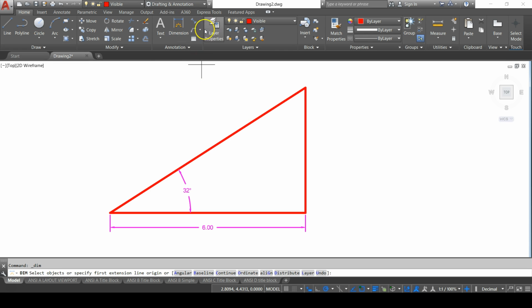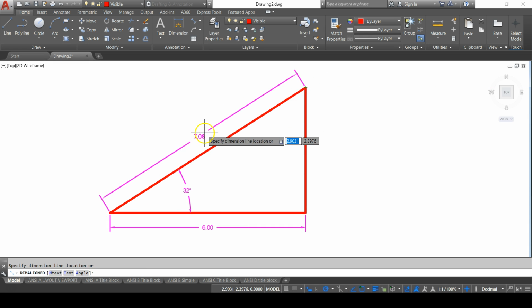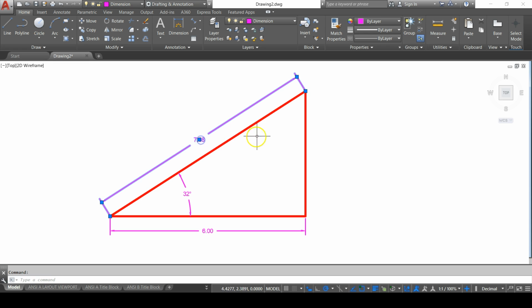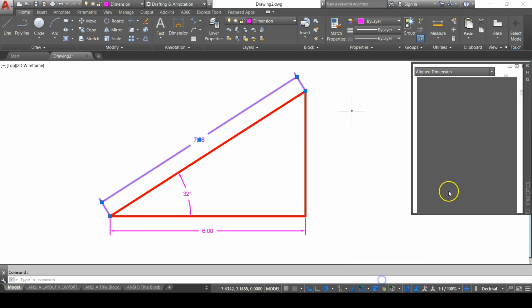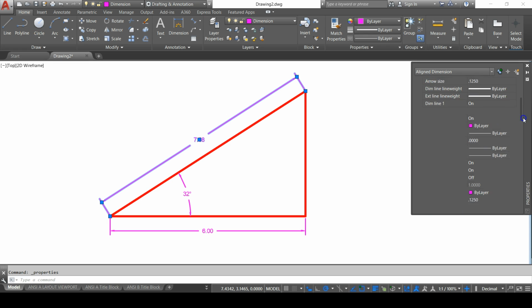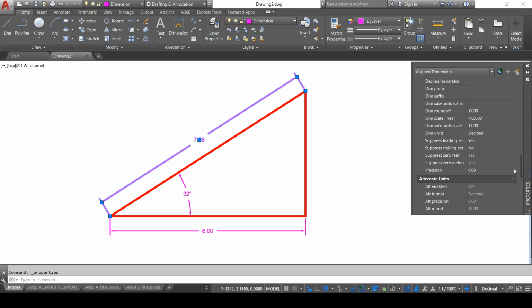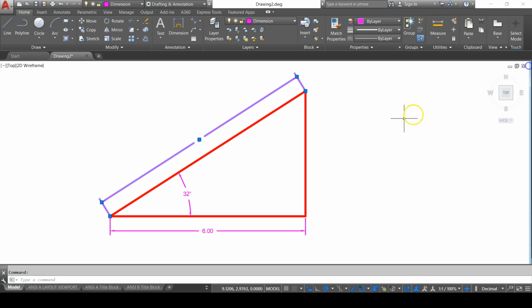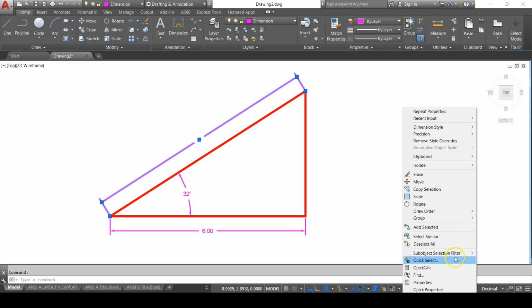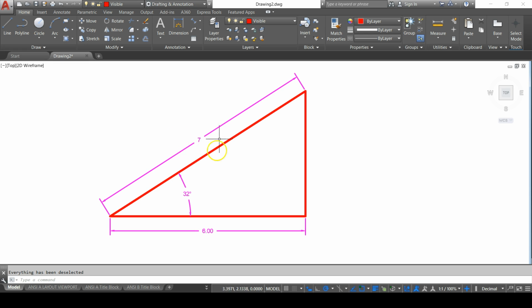So let me take an angular dimension on this triangle here. Should be about 707. And I'll bring this to the precision that I want. Scroll down to primary units to control the precision. Yep, 707. I only want one significant digit. It is indeed 7, so we're correct. Let me deselect all so that you can see the 7. Yay! 7.